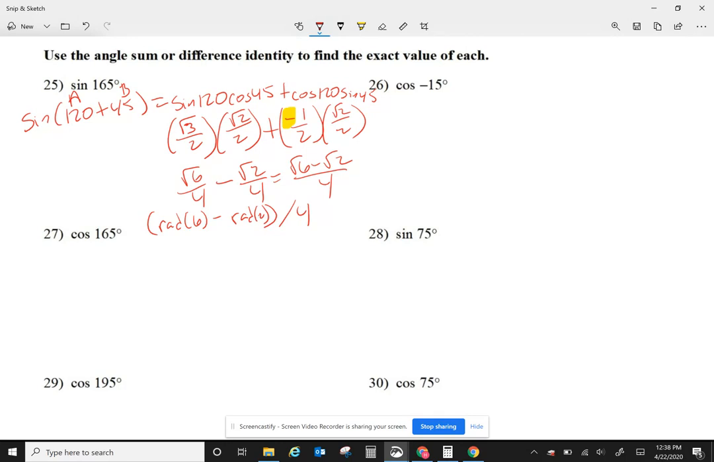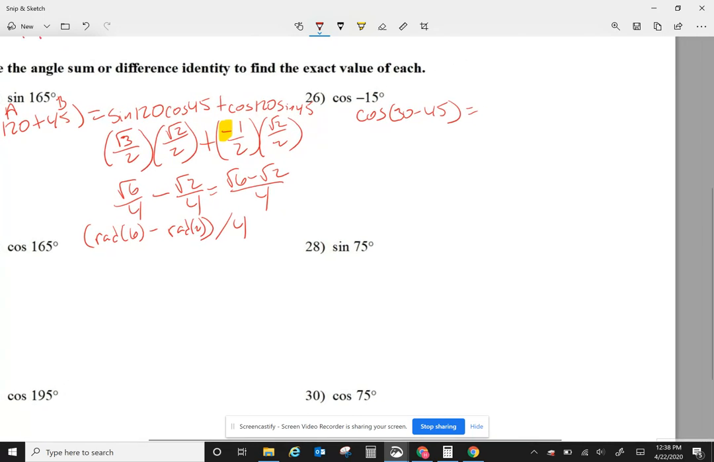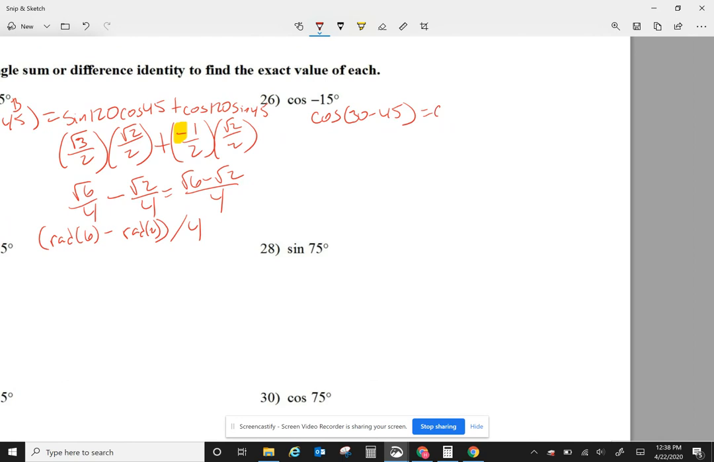Cosine of negative 15. So I'm doing cosine. All right, so two numbers that I add or subtract, in this case subtract, that equals negative 15. I'm going to go 30 minus 45. According to our formula, I'm using the formula cosine of A minus B. It gives us cosine of 30 times cosine of 45 plus sine of 30 times sine of 45.